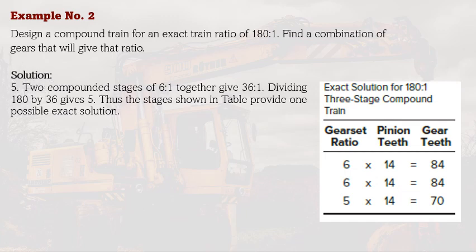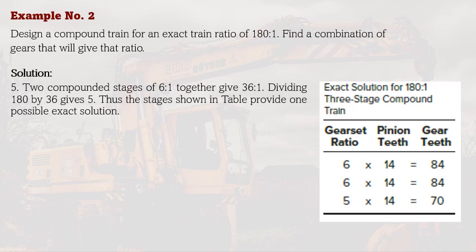So 2 compounded stages of 6 to 1, since we round off the 5.646 higher. If we choose, for example, 2 compounded stages of 6 to 1 each, this combination gives us a ratio of 36, because we just multiply them. So we have 6 times 6, which is a ratio of 36. Since the requirement is 180, we divide 180 by this 36 so that we can obtain 5.